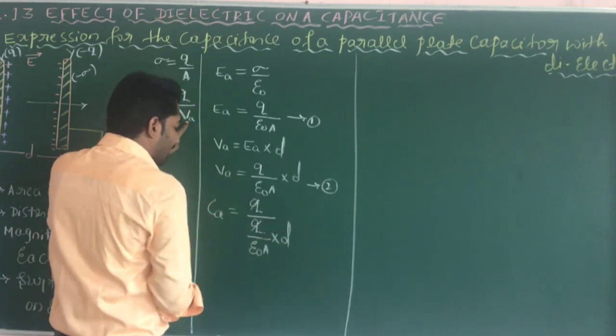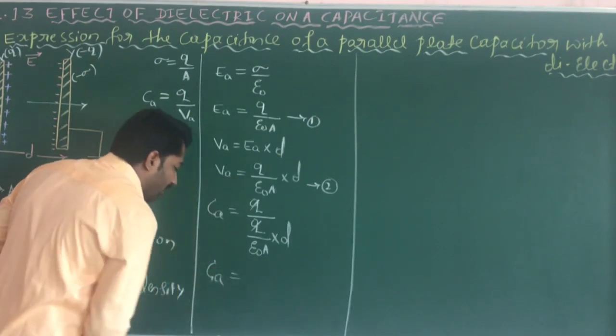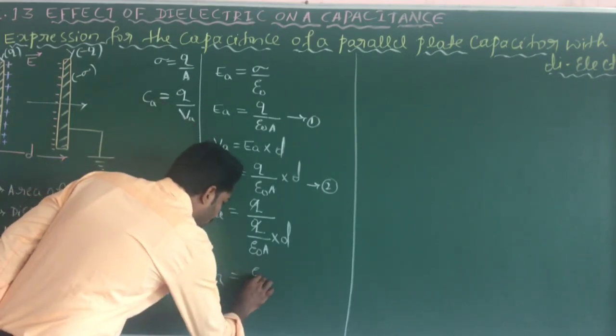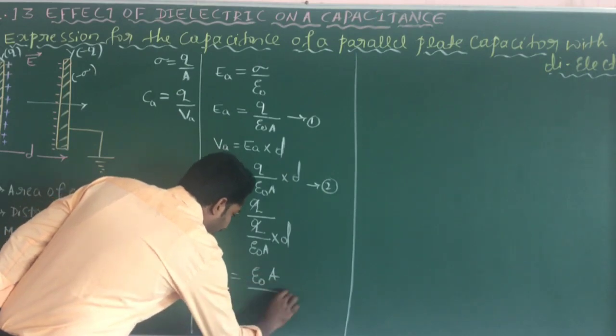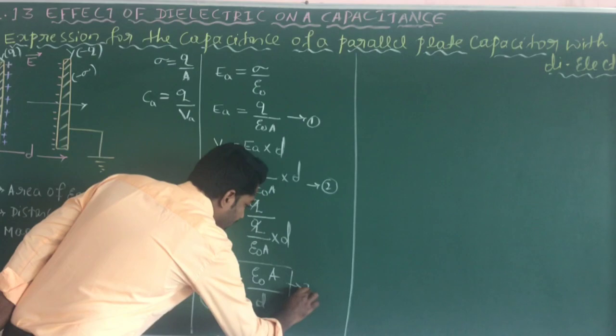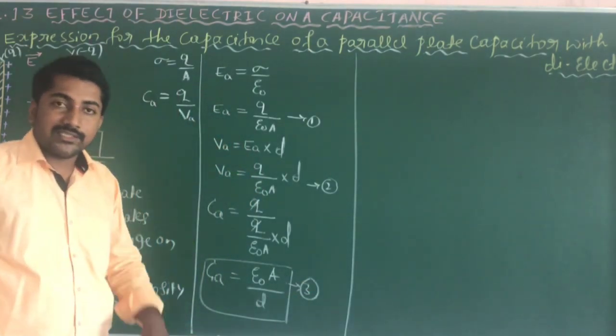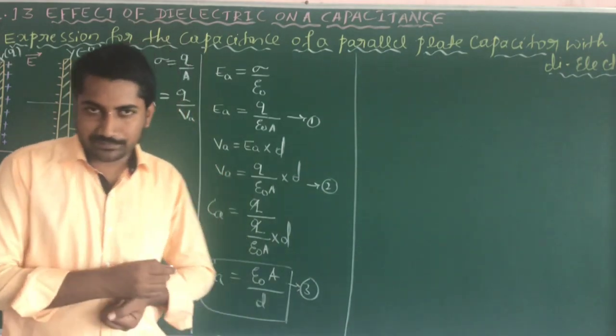Here Q and Q get cancelled. We get the capacitance of a capacitor in air or vacuum, that is C_A is equal to epsilon naught into A divided by D. This is equation number 3, which is the expression for the capacitance of a capacitor in air or vacuum.